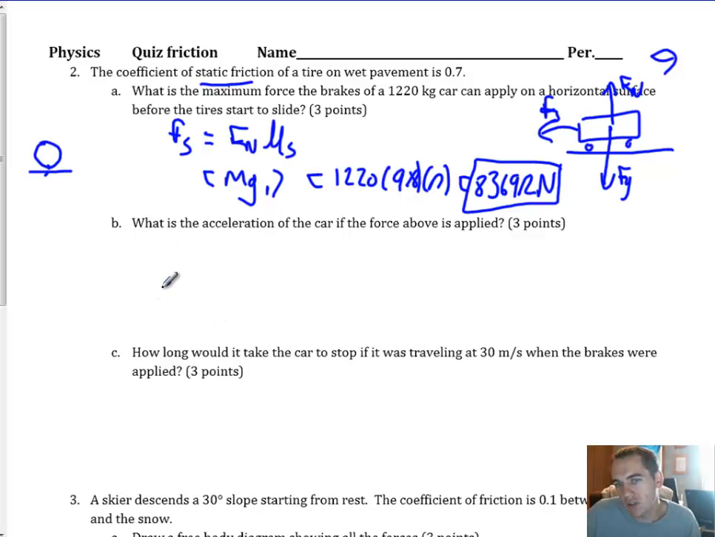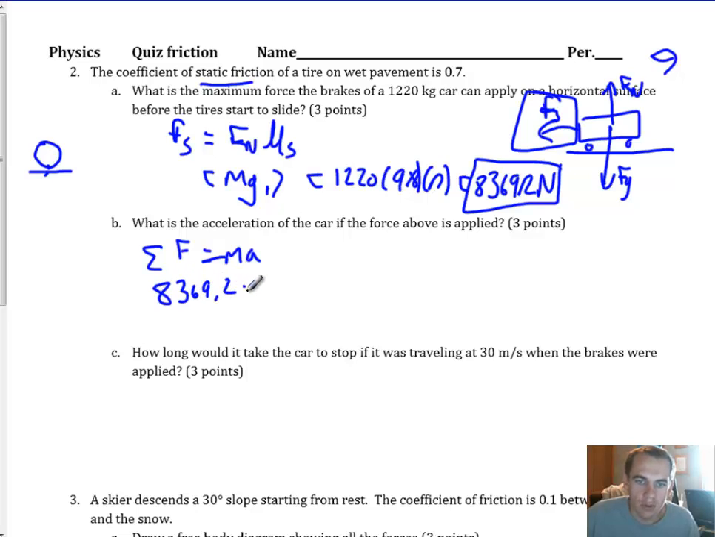What is the acceleration of the car if the force above is applied? Well, Newton's second law is net force equals mass times acceleration, and so you're basically going to take this net force that you just calculated, because it's the frictional force, it's the only one acting in the x direction, so 8,369.2 equals m, the mass of the car, 1,220, times a, and you'll do the division, which equals 6.86 meters per second per second.